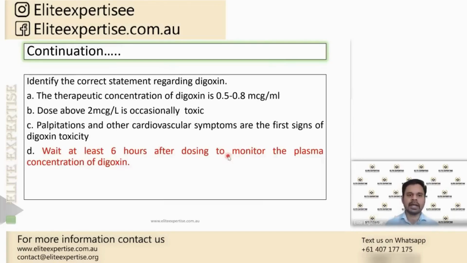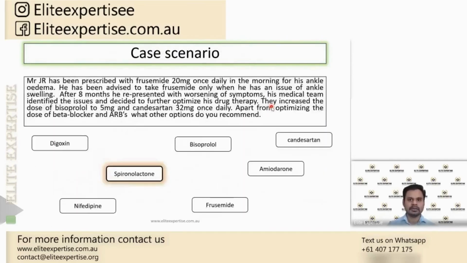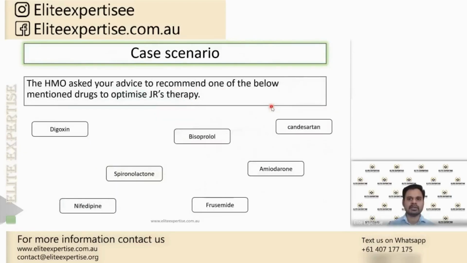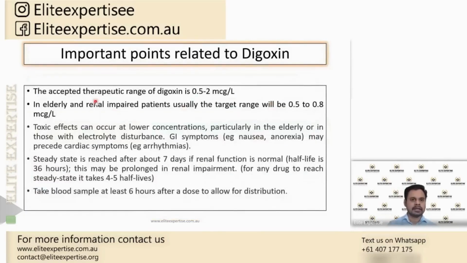Let's have a look through the other options, A, B, and C. Option A says that the therapeutic concentration of digoxin is 0.5 to 0.8 micrograms per ml. It is not per ml, it is per liter. I'm going back to the previous slide, where we mentioned the important points related to digoxin. In this slide, you can see that the therapeutic concentration can be 0.5 to 2 micrograms per liter, but in most patients, we target 0.5 to 0.8 micrograms per liter. So it is per liter, not per ml.